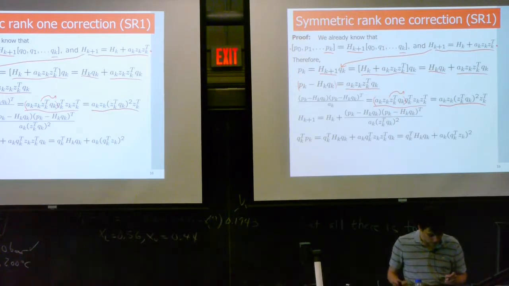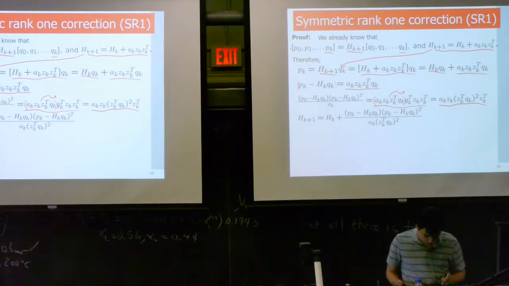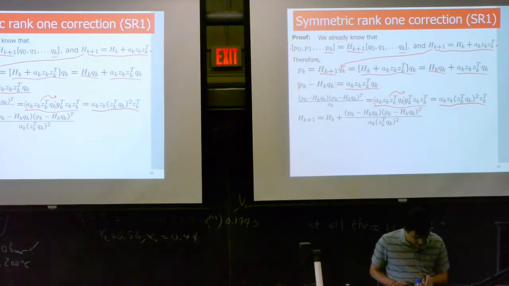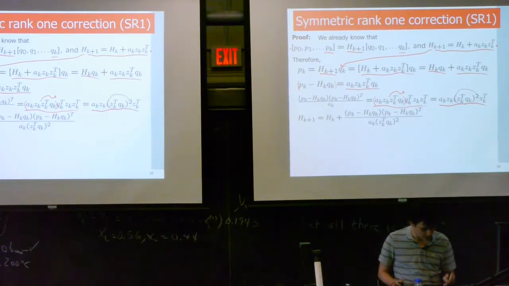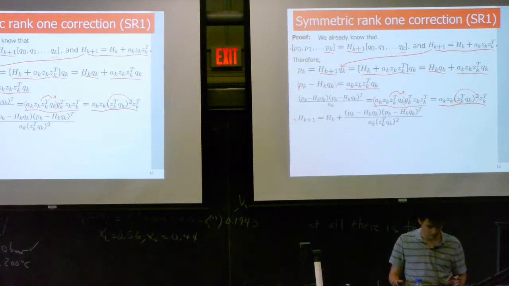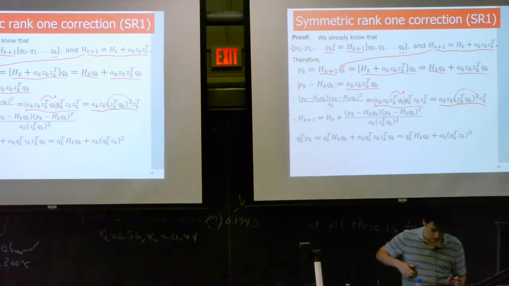Okay, so we got that Hk+1 is Hk plus ak zk zk transpose. But from this, we have that ak zk transpose is just this expression divided by this guy here. So for Hk+1, we will have this form. And now we are almost done.